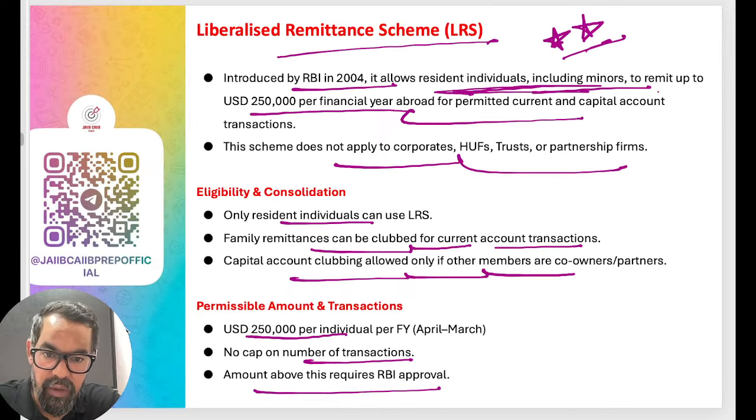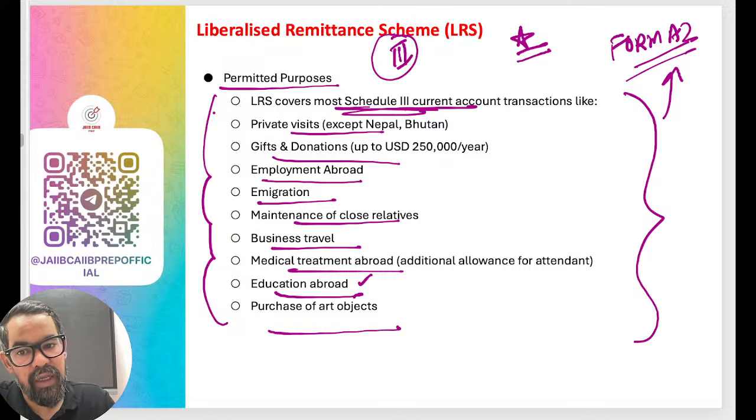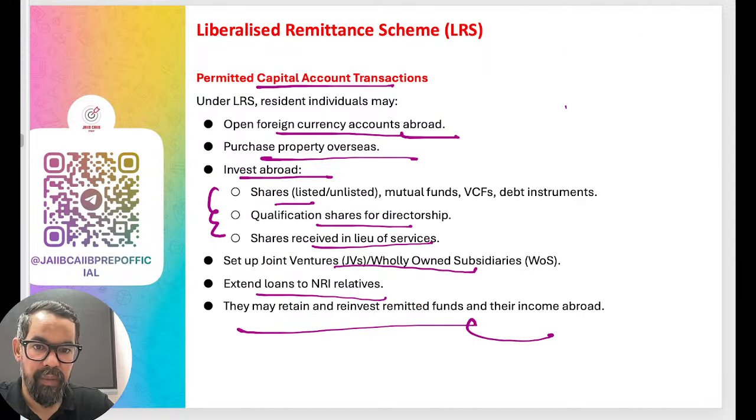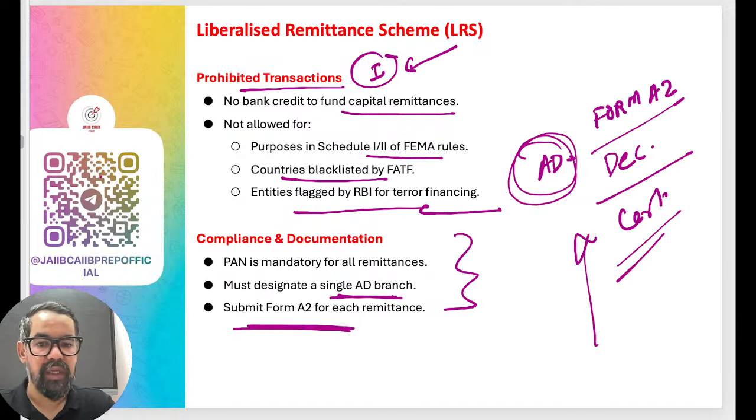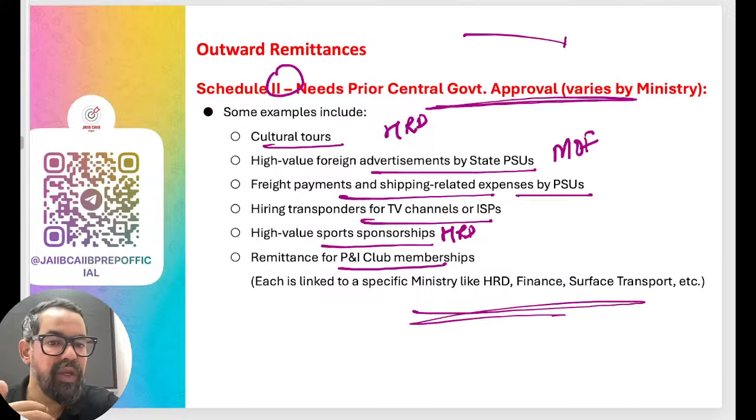So here you have a list, I'll show you the list. This is your Schedule 3 where these are the areas which are allowed. When it comes to permitted areas, this is capital account actually. Prohibited areas are mentioned here. These are the prohibited areas. Under Schedule 1, prohibited areas are there, and Schedule 2 is where we need prior approval from the different ministries and all.